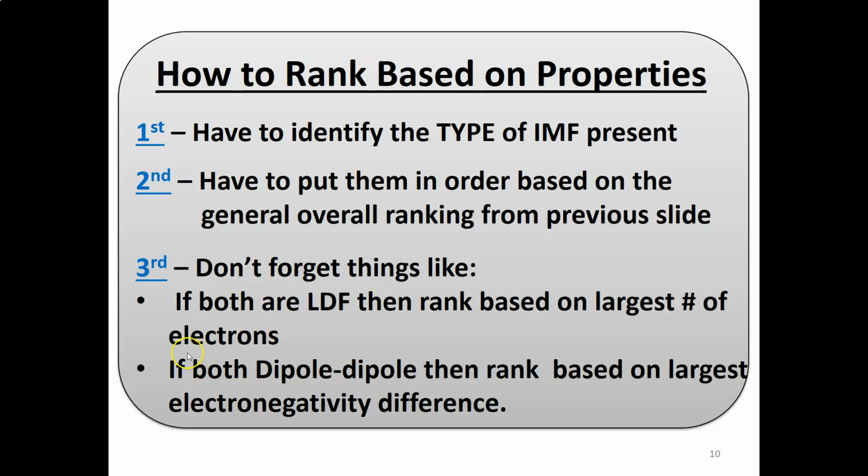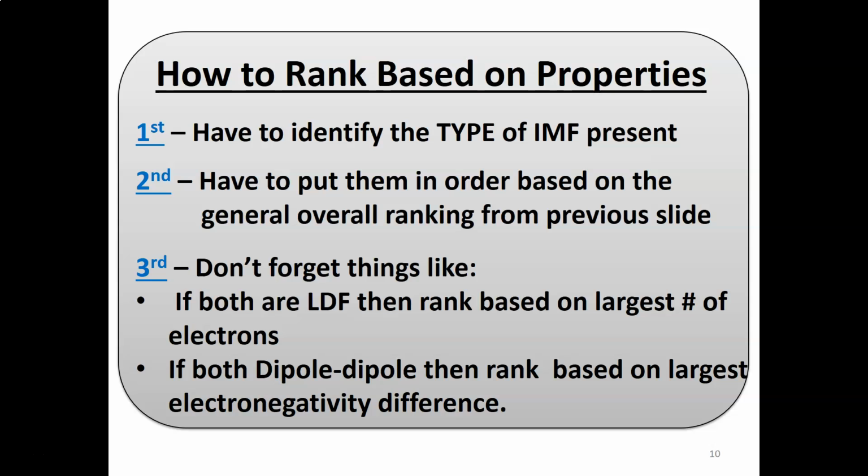The third bullet point here is reminding you of a couple things. If you're trying to rank two things, decide which is stronger, which is weaker, and they only have London forces, then you've got to rank based on the largest number of electrons, because remember, the amount of London force increases as you increase the electrons.